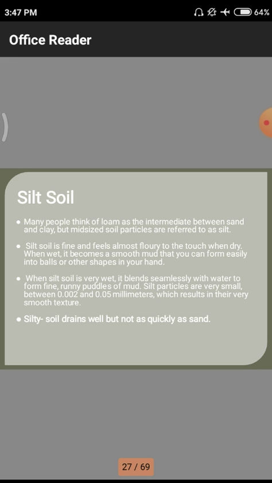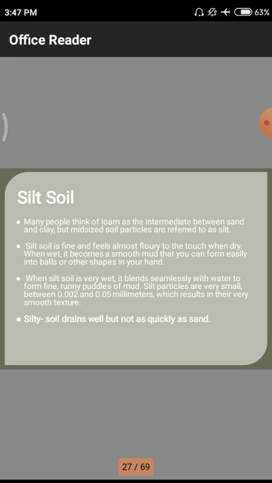But mid-sized soil particles are referred to as silt. That means mid-size soil particles. Previously we observed sandy soils. In sandy soils, the particle size ranges between 0.05 to 0.10. That is the largest particle size among these types of soils.